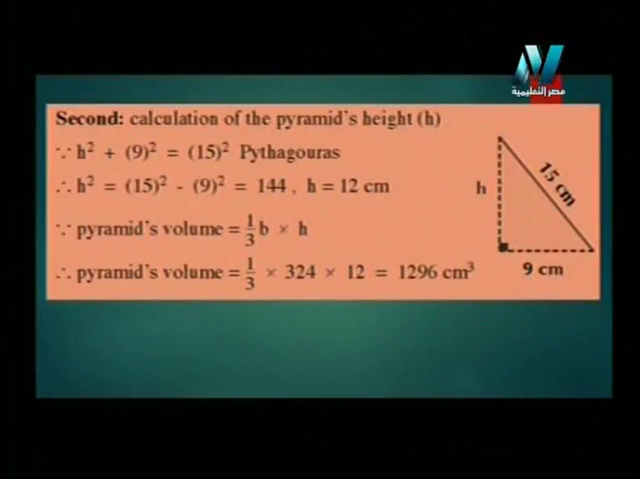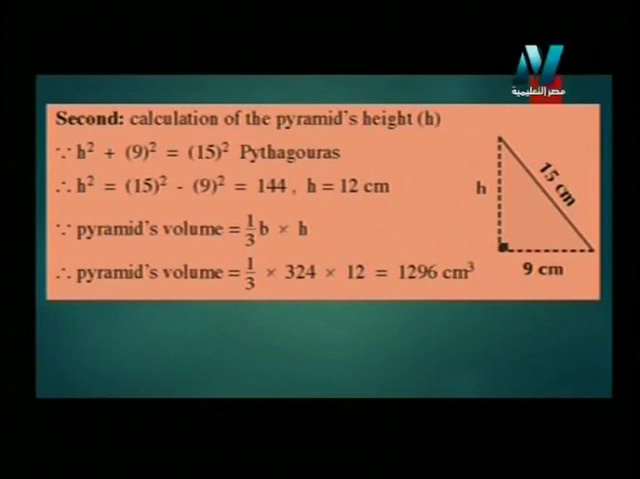We have here the height, it's unknown, and we have the slant height equal to 15 and half the base equal to 9. So we will apply the Pythagoras theorem. H power 2 plus 9 power 2 equals 15 power 2. So h power 2 equals 15 power 2 minus 9 power 2. It equals 144. And by taking the square root, h equals 12 centimeters. So we have the height equal to 12 centimeter.